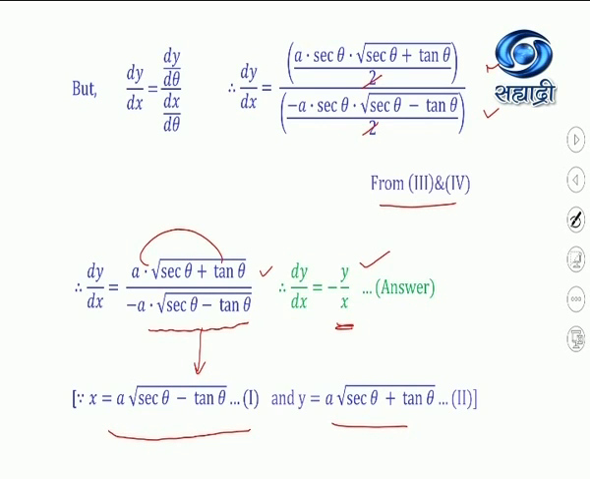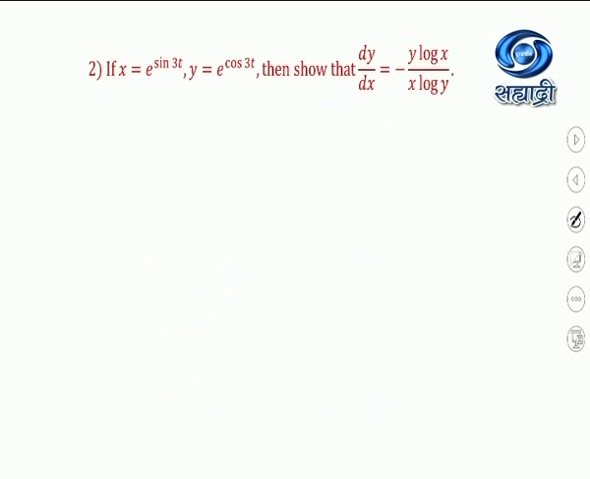And now let us see our next example. In this example we are given x equals e to the power sin 3t and y equals e to the power cos 3t. Then show that dy by dx equals minus y log x upon x log y. So given that x equals e to the power sin 3t, say number 1. Similarly y equals this, we say number 2.